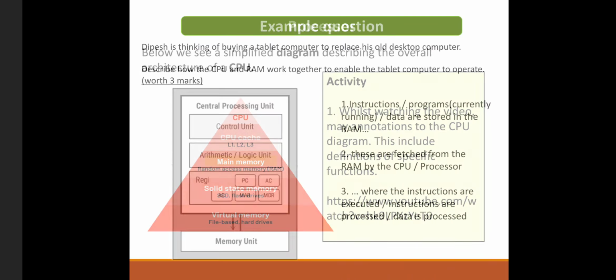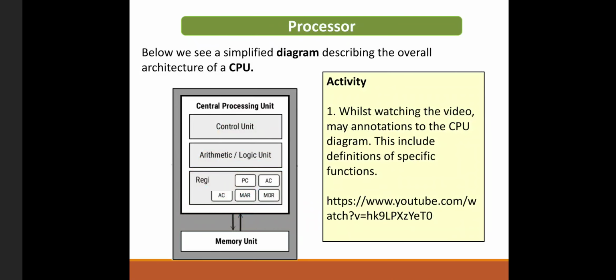Okay, so this is what I was talking about, the processor or the CPU. This is a diagram that explains the different sections of the CPU. We have the control unit, we have the arithmetic logic unit, and we have registers. At your level, at GCSE level, we only focus on 4 registers. So we have the PC, the AC, the MAR, and the MDR.